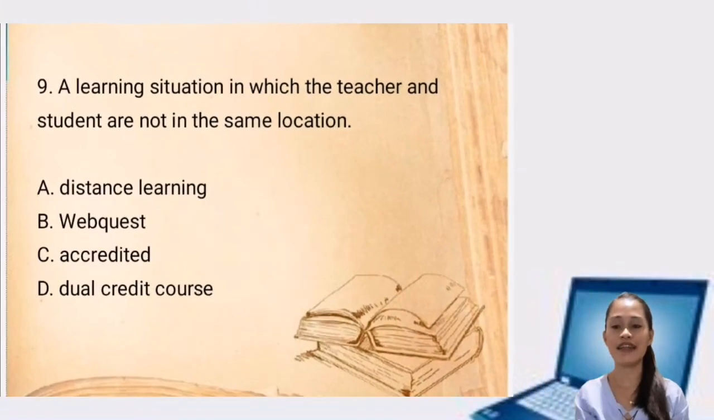Question number 9. A learning situation in which the teacher and student are not in the same location. Letter A, distance learning. Letter B, WebQuest. Letter C, accredited. And letter D, dual credit course.